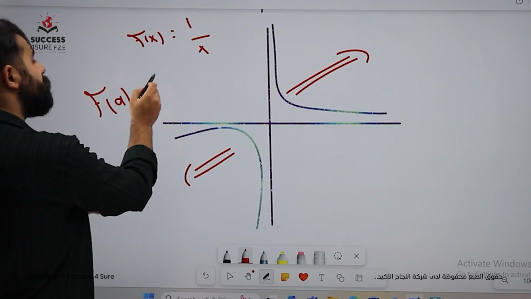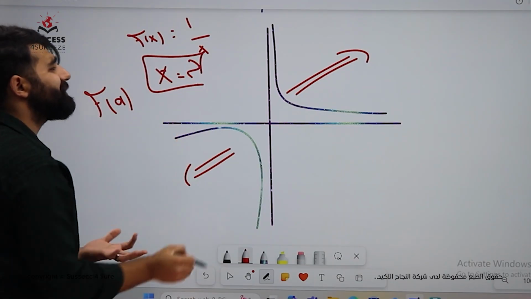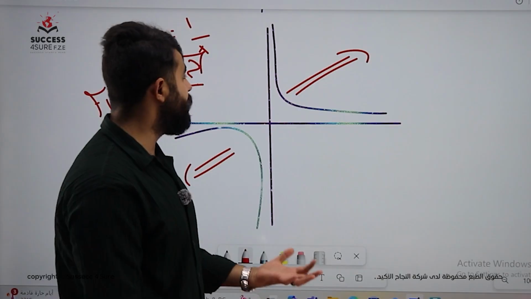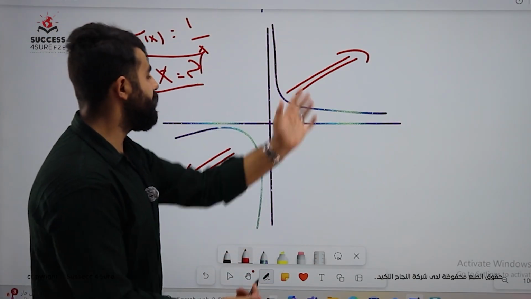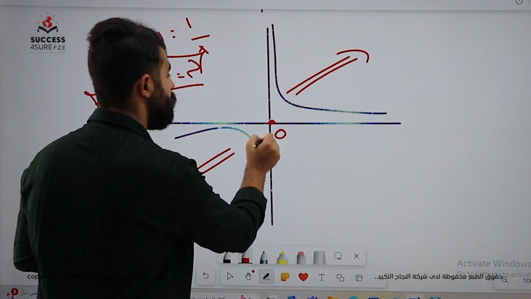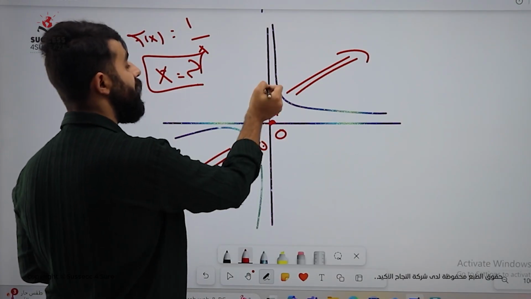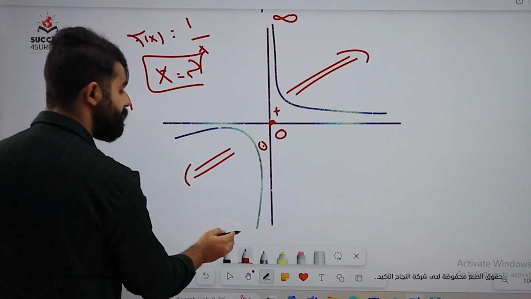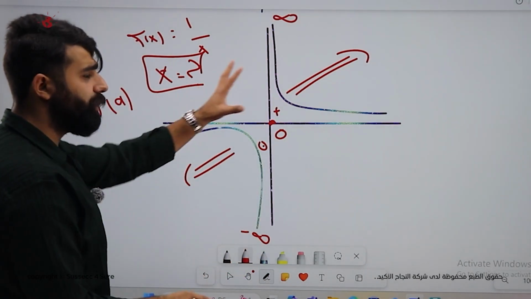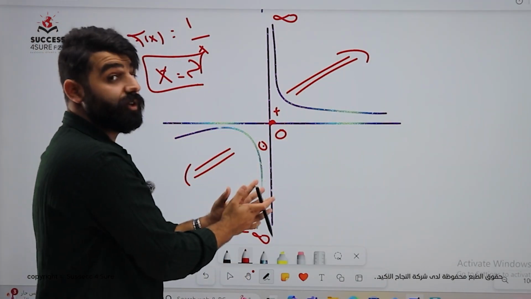But what about when x equals 0? What is f of 0? It is undefined, right? Because the function is going to infinity from 0 from the right. I mean, this is 0, this is 0 from the right, and this is 0 from the left. So the value of the function from the right goes to infinity, and from the left it goes to negative infinity. So we have a problem there, so we have a discontinuity at x equals 0.